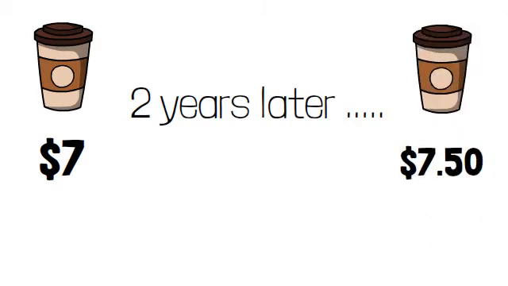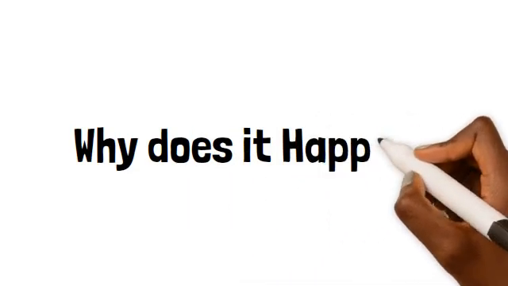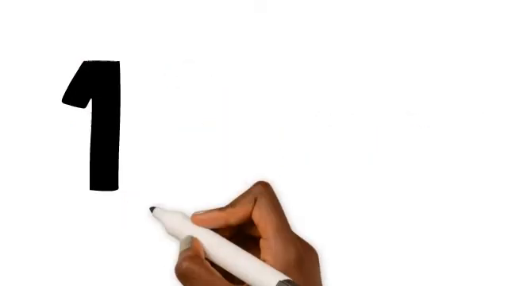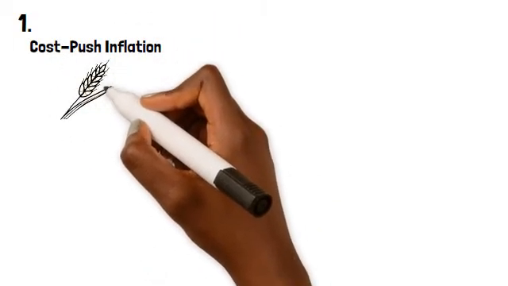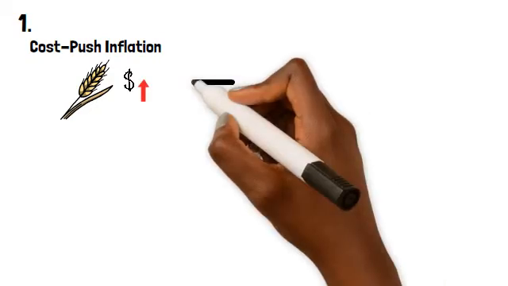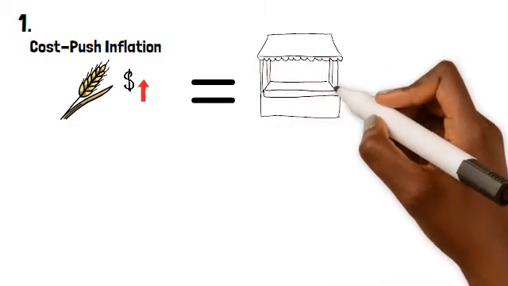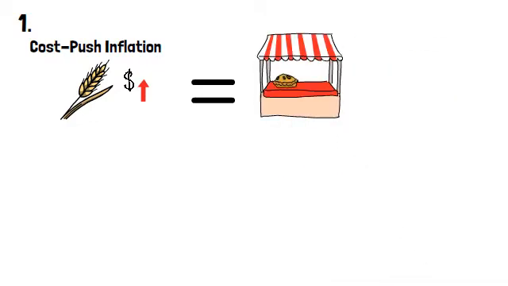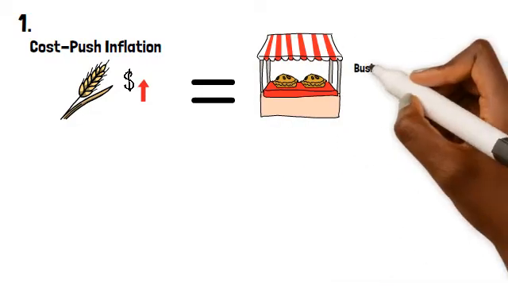So why does inflation happen? Well, one reason is cost push inflation, which simply means an increase in the cost of a business is pushed onto its customers. If raw materials like grain or wheat needed to make flour become more expensive, businesses will have to incur additional prices on their customers to prevent them from going out of business.